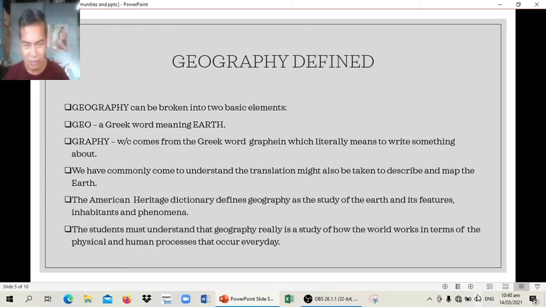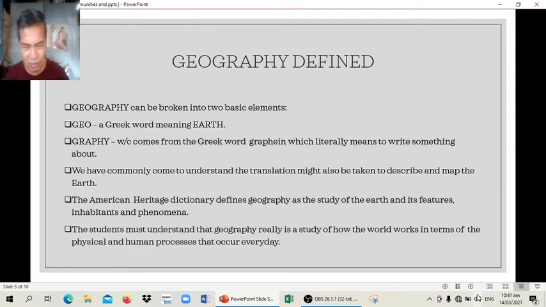Next is American Heritage Dictionary defines geography as the study of the earth and its features, inhabitants, and phenomena. So American Heritage Dictionary defined geography more than its literal meaning. Study of the earth, kasama na po yun. The features of the earth, the inhabitants of the earth, and the phenomena involving the earth, yung mga nangyayari sa daigdig. So, lumawak na ang kahulugan ng geography. It is not only the literal meaning, which is to write something about the earth, but also includes the earth, its features, inhabitants, and phenomena.